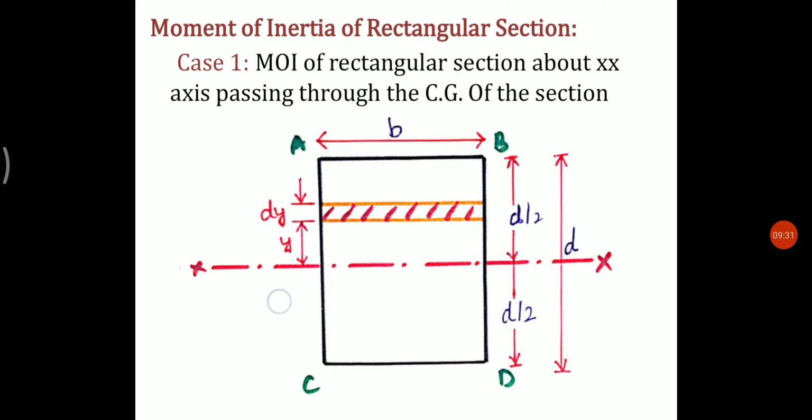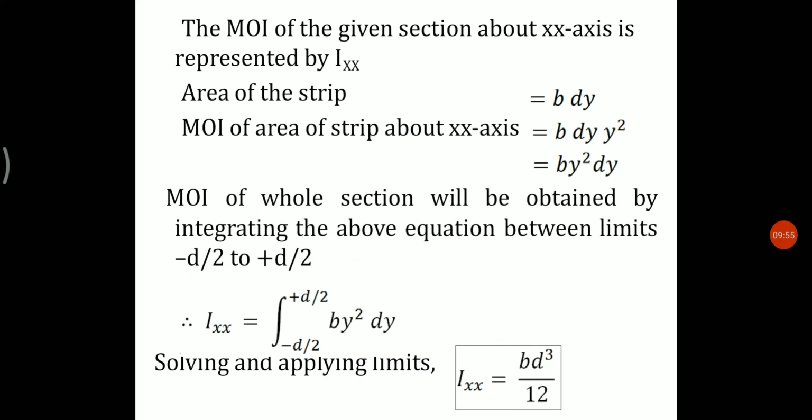Now let xx be the horizontal axis passing through the CG of the rectangular section. The moment of inertia of the given section about xx axis is represented as Ixx. Now consider a small elementary strip of thickness dy at a distance of y from the xx axis as shown in this figure. Now the area of this strip is equal to b into dy. b is the width of the rectangle and dy is the thickness. Now moment of inertia of this strip about xx axis is given by b into dy into y square, that is area into centroidal distance square.